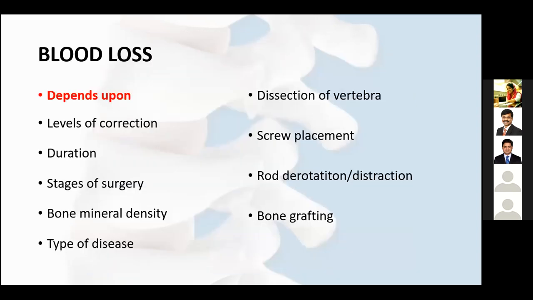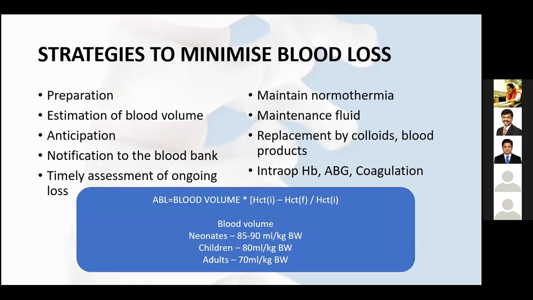So the next major concern is blood loss. It depends upon the levels of correction, the duration of the procedure, the stages of the surgery, the bone mineral density, the type of the disease, and when dissecting the vertebrae, when the screw is being placed, when the rod rotation or distraction happens, and when bone grafting is done. The strategies to minimize blood loss start in the preoperative period, as we already saw earlier, optimizing the hemoglobin. We should prepare the patient, estimate the blood volume, anticipate the blood loss so that we can notify the blood bank, and timely assessment of ongoing loss should be done.